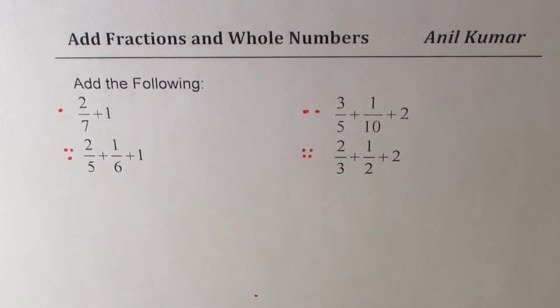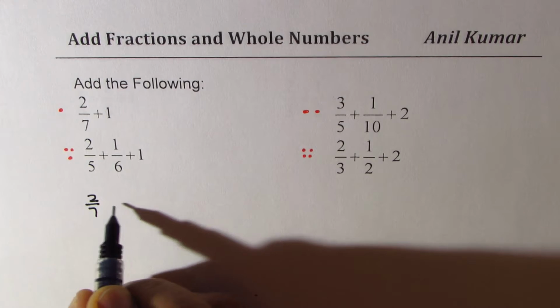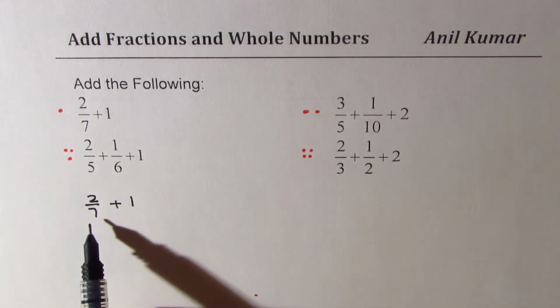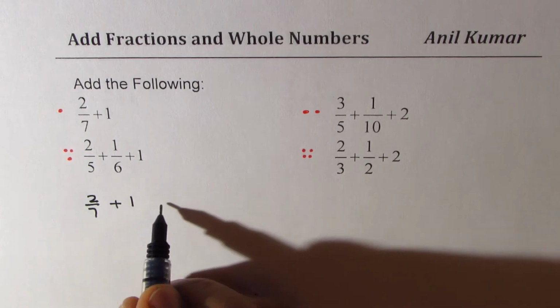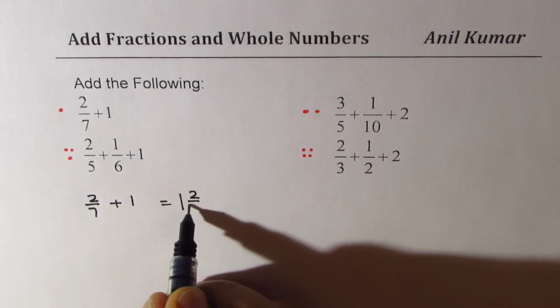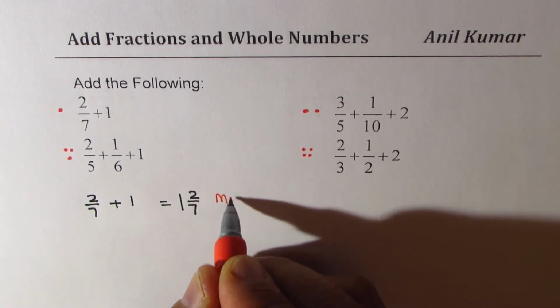So let's begin with the very first one, which is 2 over 7 plus 1. Now, 2 over 7 is a fraction, 1 is a whole number. Straight answer here is 1 whole and 2 over 7. It is that simple as that. Now, this is our first method. So what we get here is a mixed number, right? So this is called a mixed number.